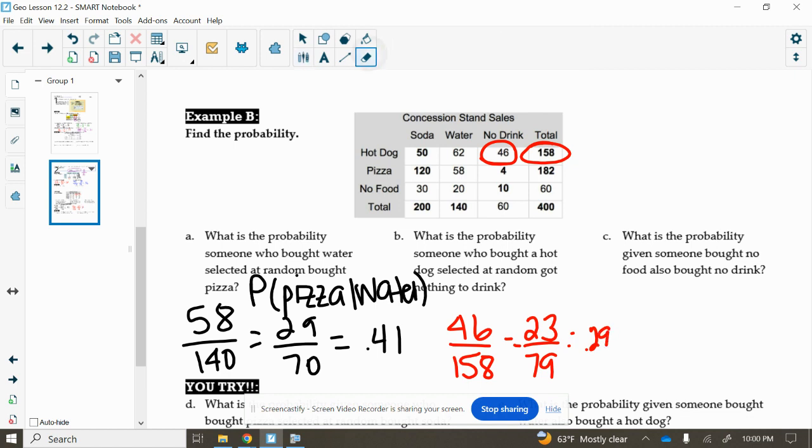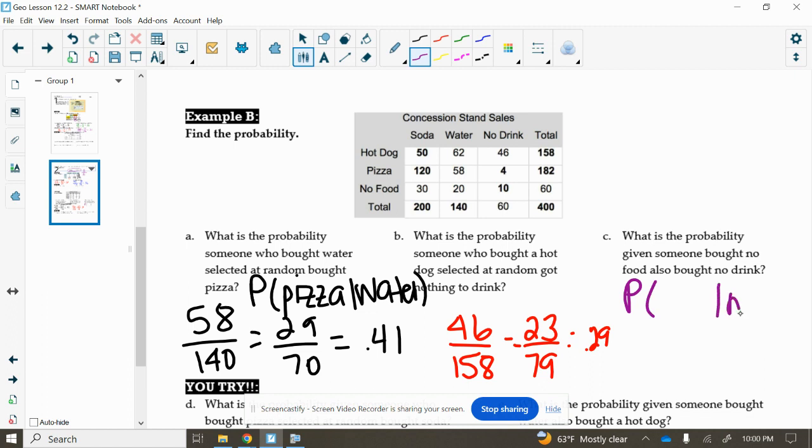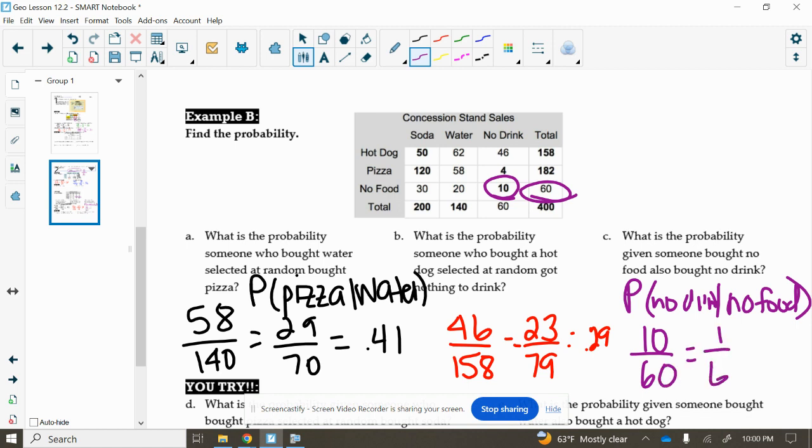And then our last one, if we are looking here, what is the probability, given someone bought no food, that they also bought no drink? Well, again, we're thinking about that probability. We basically are saying our group is the no food group. How many of them then bought no drink as well? So if we look from the no food group, there were 60 people total that bought no food, if we look across that row. And of that, 10 of those 60 also got no drink. So 1 out of 6 people, or about 0.17.